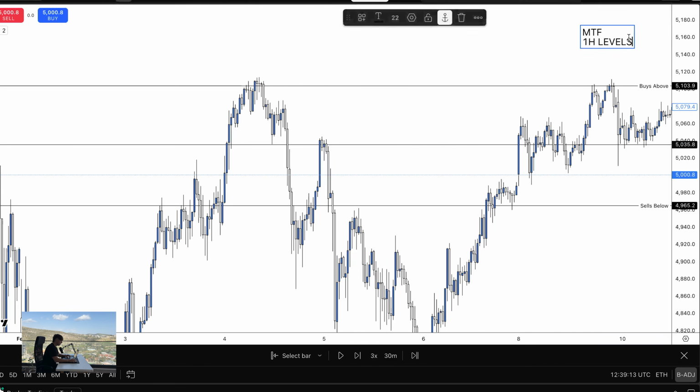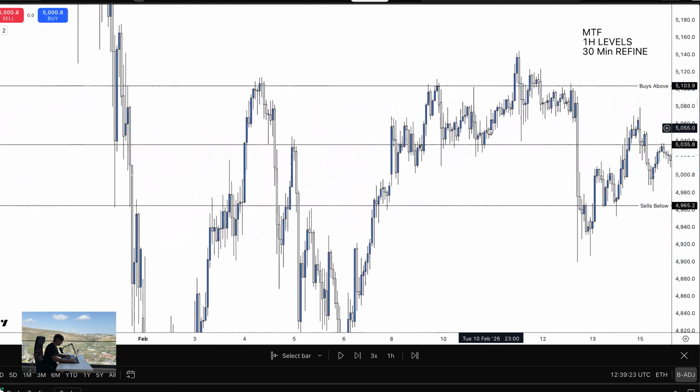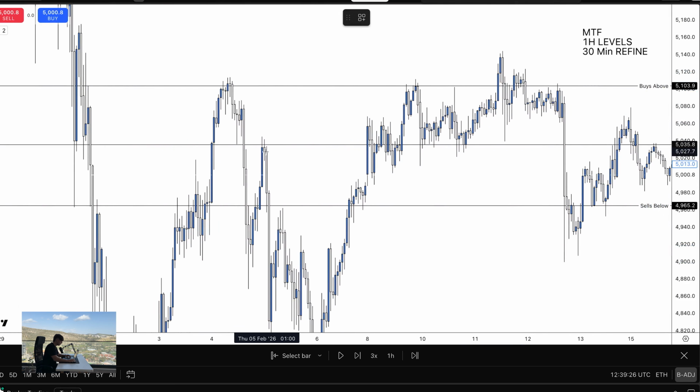Well, very simply, after we've got the 1 hour levels, if you want to trade on the 30-minute or the 15-minute, whatever it may be, you need to refine these levels, because the levels that you draw on the 1 hour only apply to 1 hour trades. I'll give you an example.